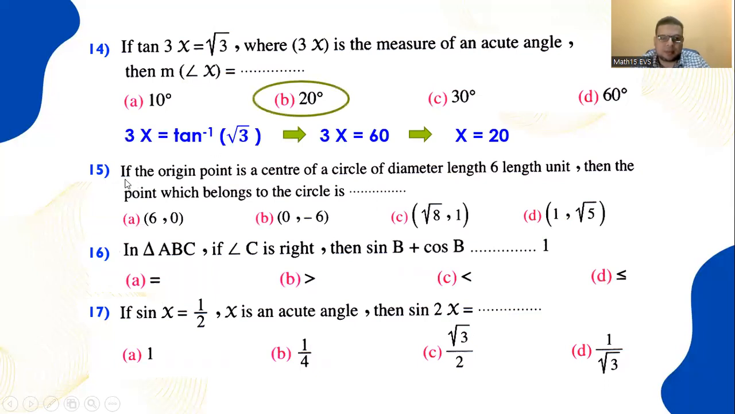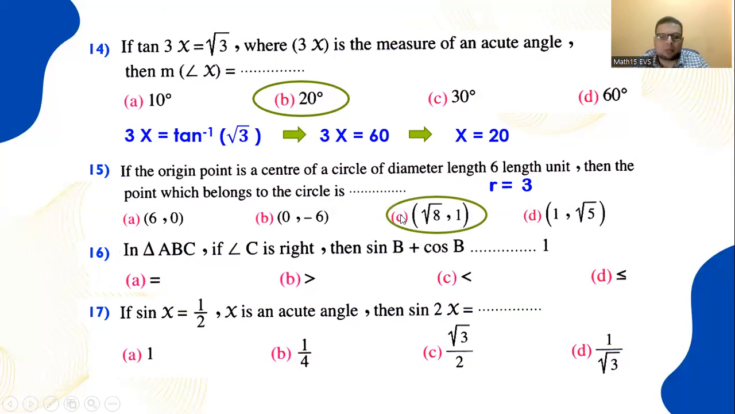Question number 15. If the origin point is the center of a circle of diameter length 6 units, then which point belongs to the circle? The center is the origin point (0, 0), and the diameter is 6, so the radius is 3. So the length from the origin to any point on the circle, the radius, equals 3. So you can say (√8, 1).